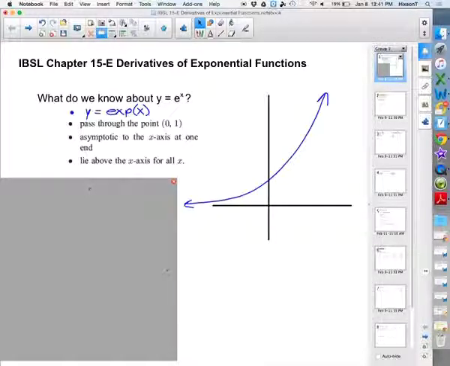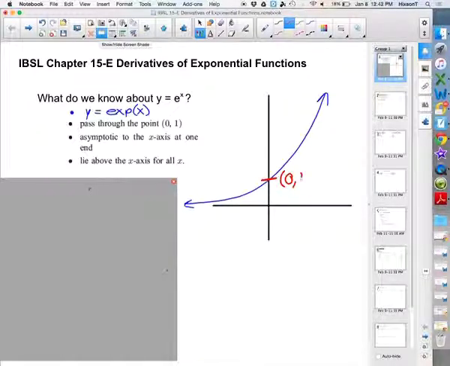Now, obviously, e is not the only base that we can have an exponential for, and we will look at how to handle those. But let's just remember a few things about our exponential functions. First of all, they always pass through the point (0, 1). Unless it's shifted up or down, they're going to pass through the point (0, 1).